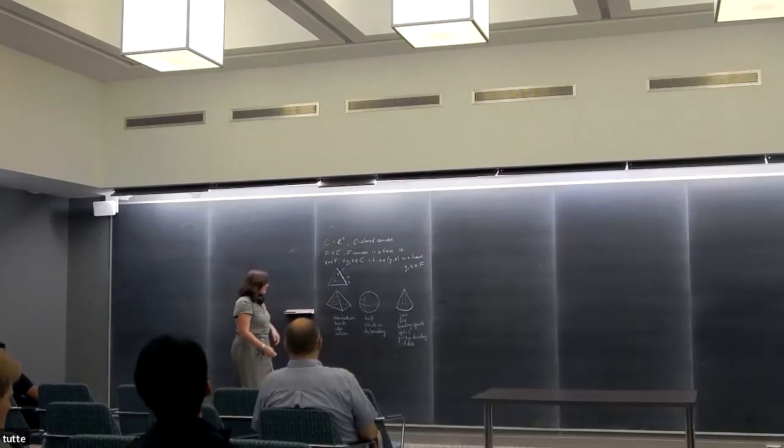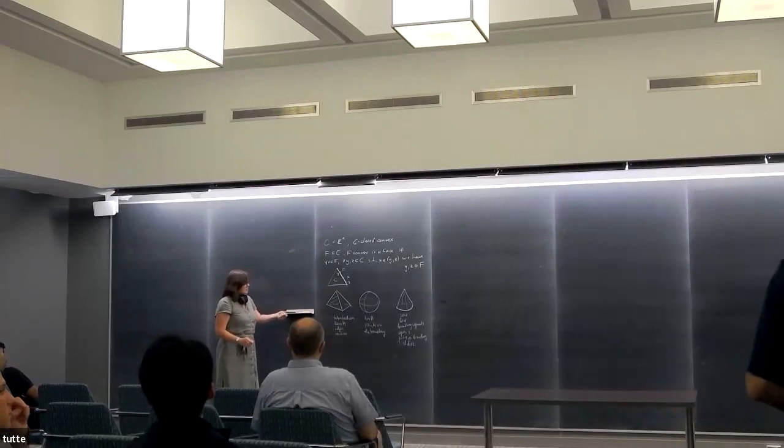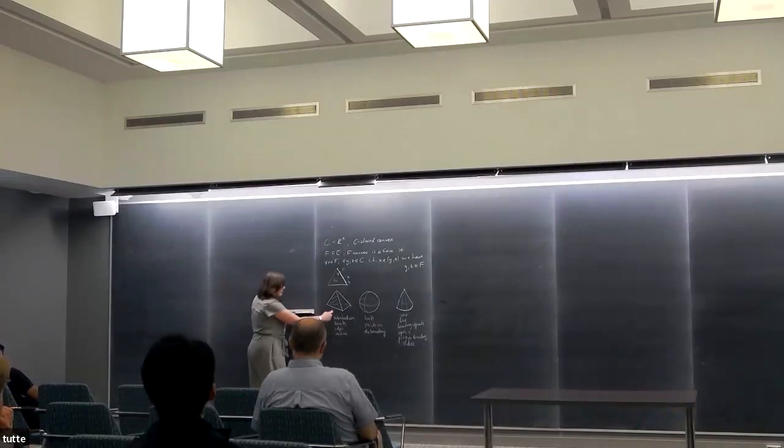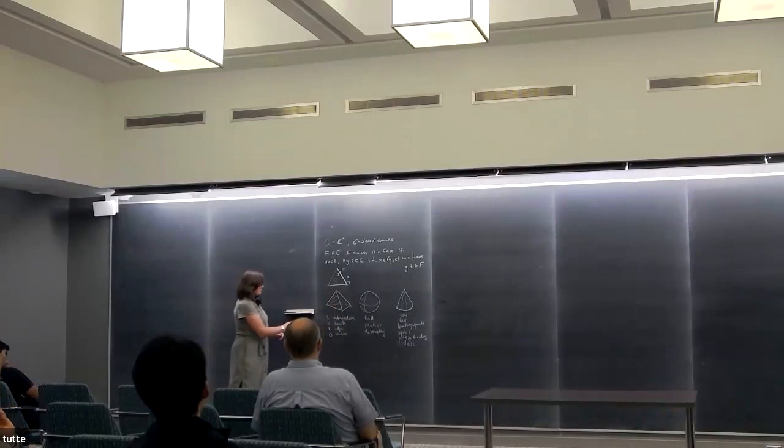If I look at this set, for example, and I want to write down the dimensions of different faces, then the tetrahedron itself will have dimension 3, the facets will have dimension 2, the edges will have dimension 1, and vertices will be 0-dimensional faces.